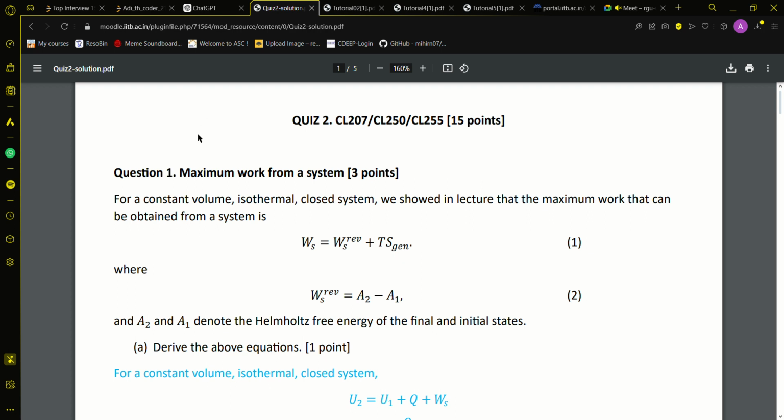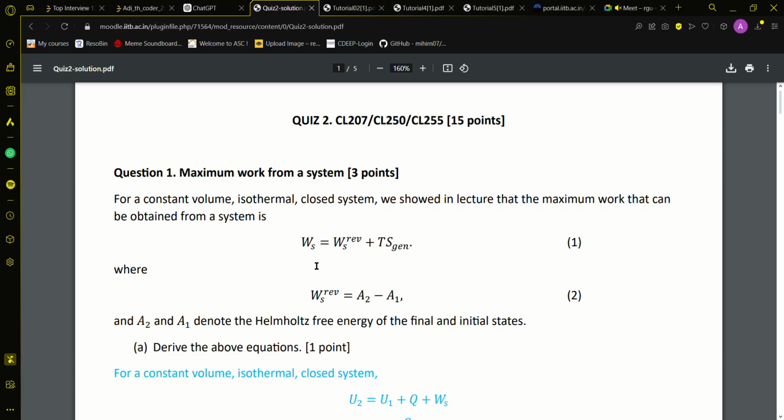So again, for this first question, I just got started with it. We're given that it's a constant volume system, it's isothermal and closed. So constant volume is going to mean that dV is going to be zero. Isothermal means the temperature is constant, and closed system implies that there's no exchange of mass. So that's going to eliminate the terms which have any flow, like m dot. m dot is going to be zero here.